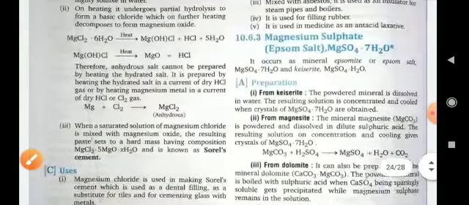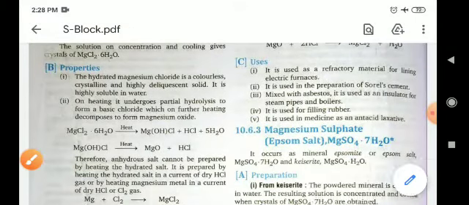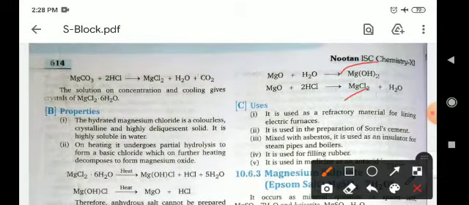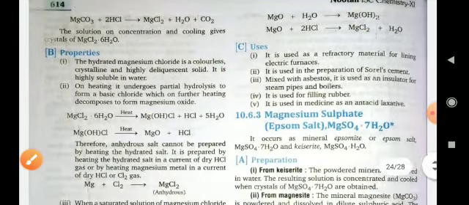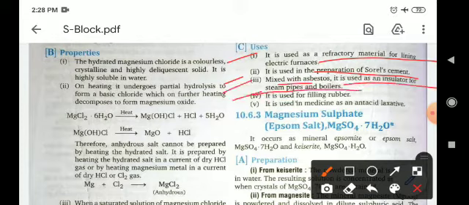Okay, next, MgO, a basic oxide, reacts with water to form the hydroxide, and with acids to form salts. Uses: it is used as a refractory material for lining of electric furnaces, used in the preparation of Sorel cement, asbestos, and used as an insulator for steam pipes and boilers, and as a filler for rubber.